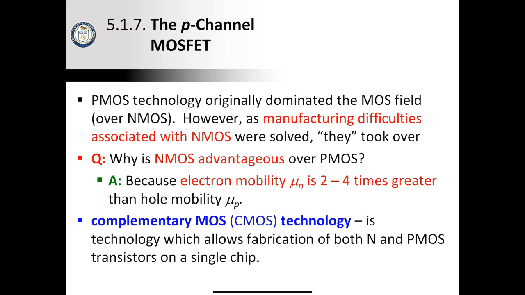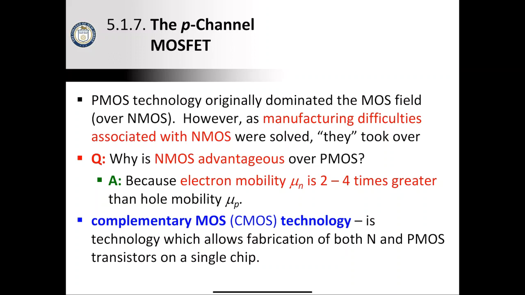Now, PMOS technology originally dominated the MOS field over NMOS. However, as manufacturing difficulties associated with the NMOS were solved, the NMOS took over. Why is NMOS advantageous over PMOS? Because electron mobility is 2 to 4 times greater than hole mobility, and this is something that we've seen before. So you get more bang for your buck using NMOS, meaning a greater range of conductivities than you would with the PMOS.